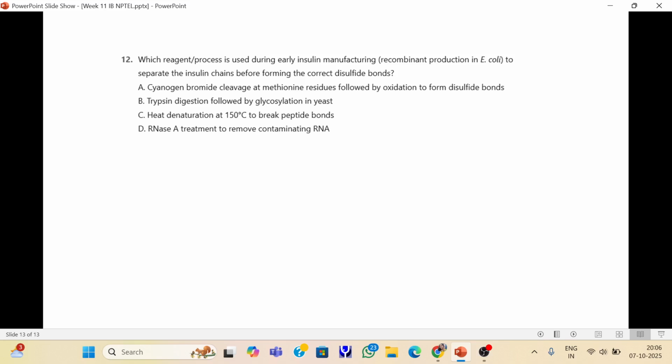The last question of today's session: which reagent or process is used during early insulin manufacturing, recombinant production in E. coli, to separate the insulin chains before forming the correct disulfide bonds? A. Cyanogen bromide cleavage at methionine residues followed by oxidation to form disulfide bonds. B. Trypsin digestion followed by glycosylation in yeast. C. Heat denaturation at 150 degrees Celsius to break peptide bonds. And D. RNase E treatment to remove contaminating RNA. Okay, start answering.